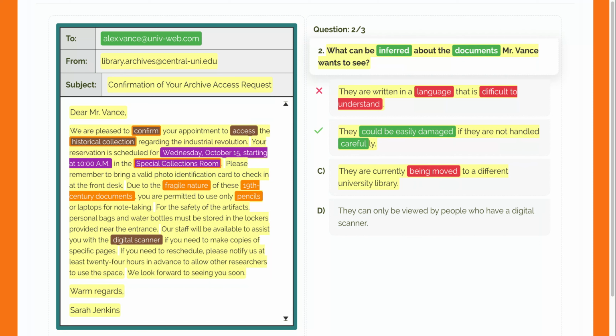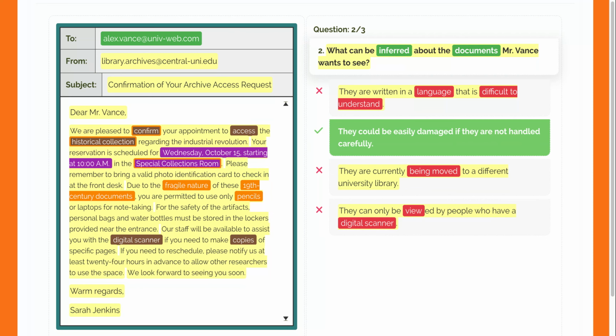Let's evaluate option D and see how it fits. They can only be viewed by people who have a digital scanner. This option suggests a digital scanner is required to view them. However, the email says the scanner is for making copies, not for viewing. He is going there to see the physical documents. This is incorrect. The correct answer is B, because the key expressions in the text directly match this option, while the other choices either provide incomplete information or clearly contradict the passage.